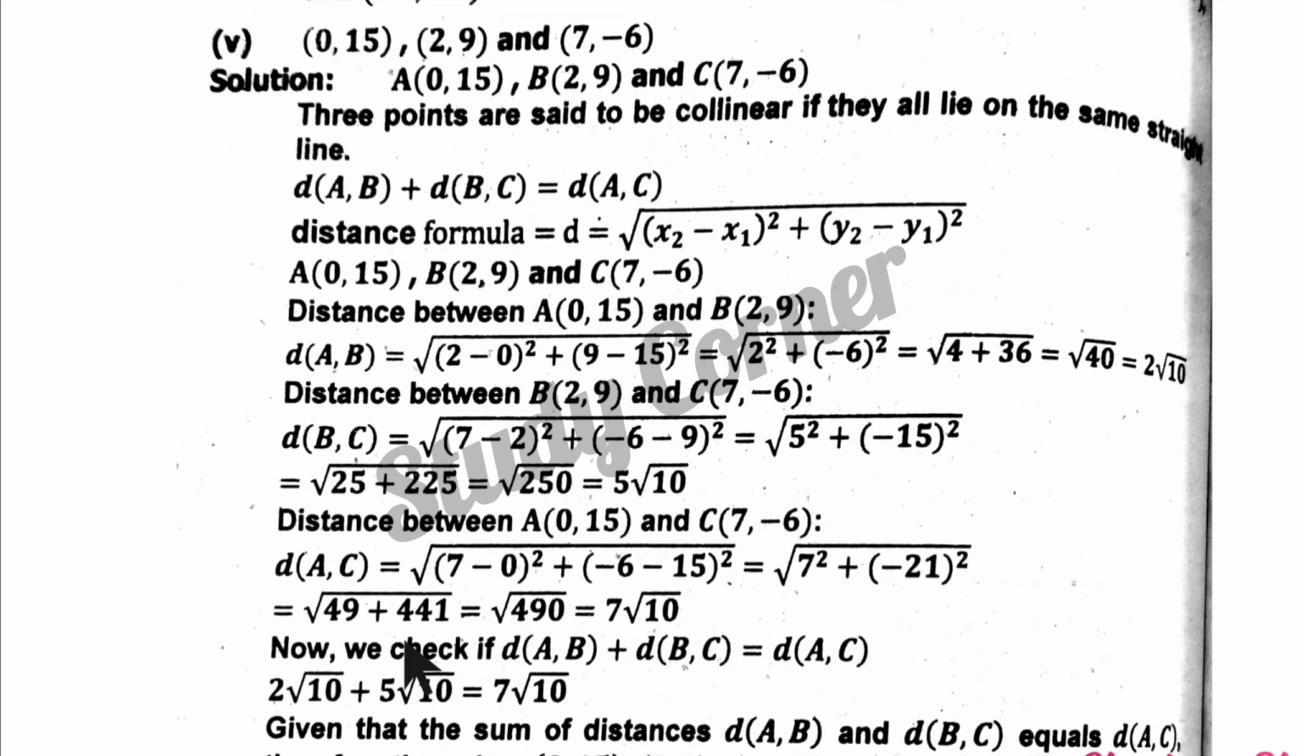So now we have to check that the distance AC is equal to the distance AB plus BC. When we add the distances AB and BC, that is 2 square root of 10 and 5 square root of 10, we get the distance AC, that is 7 square root of 10. Adding 5 and 2 gives 7 square root of 10. So by using the distance formula we have shown that these points are collinear, meaning they lie on the same line.